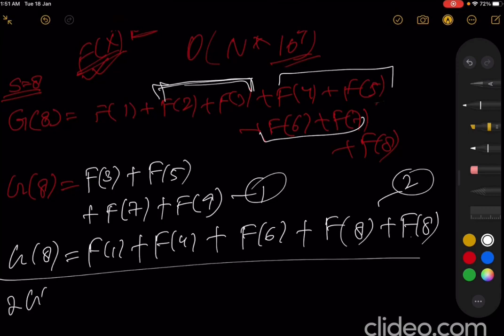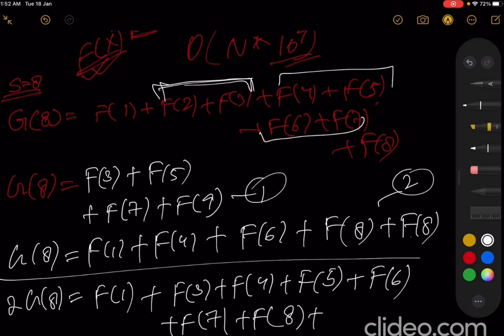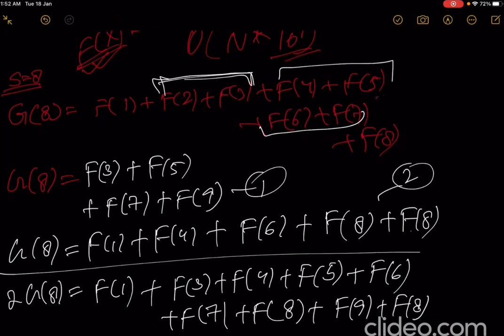Now if you just simply add these two equations, let it be 1 and let it be 2, you will get 2 times g of 8 equal to f of 1 plus f of 3 plus f of 4 plus f of 5 plus f of 6 plus f of 7 plus f of 8 plus f of 9 plus f of 8, right? So you get something like this.